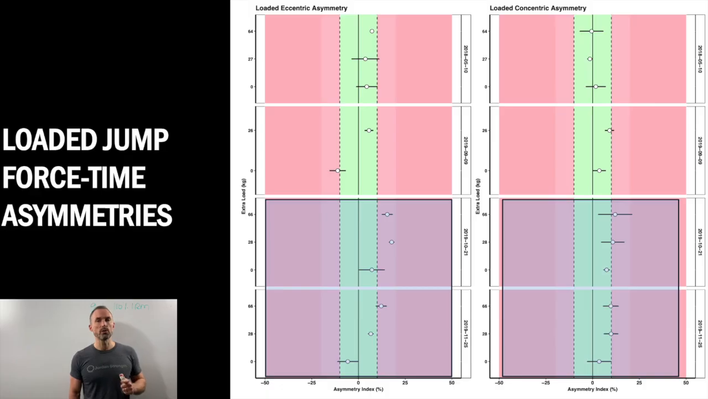We could also look at RFD, but we're looking at this in a loaded countermovement jump. And what's so interesting to note is that while his asymmetries are in the green zone for the body weight condition, so just jumping with body weight, the asymmetries are actually quite a bit higher in the eccentric deceleration phase for the two loaded conditions, where he's now jumping with 30% and 60% of his body mass. His asymmetries are actually in the red zone.